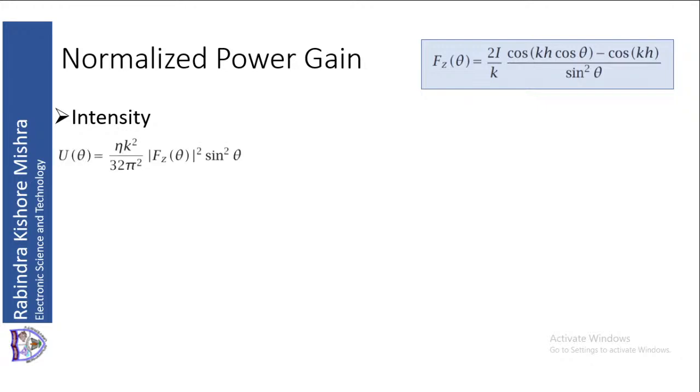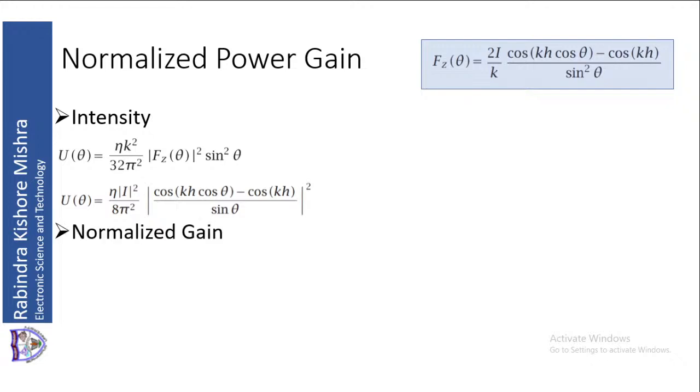So intensity U(theta) is equal to eta k square by 32 pi square times absolute Fz square sin square theta. We know the Fz expression, so put that expression here. That will give us eta I square by 8 pi square times the absolute square of (cos(kh cos theta) minus cos kh) by sin theta.